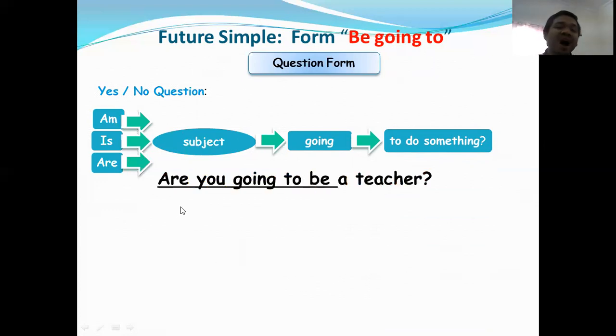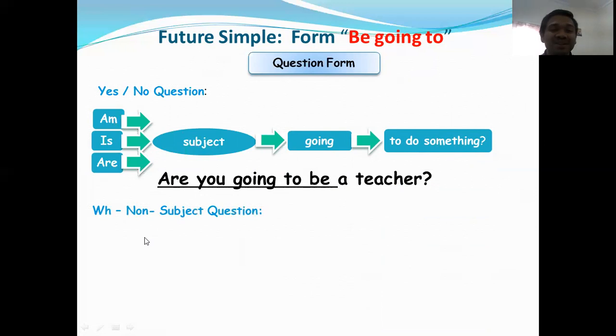See, for example, are you going to be a teacher? Are here is the be verb, and then you is the subject, and then going to, and then be, which is the verb 1, or a simple present form. Are you going to be a teacher? Yes, I am. No, I am not.